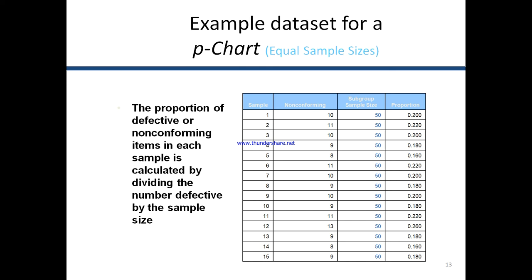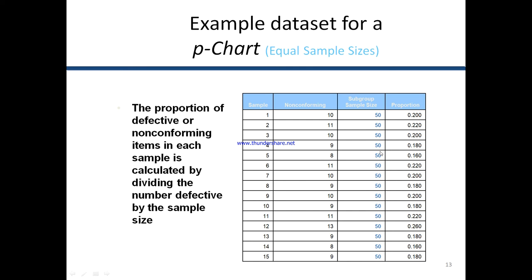In this data set, there are 25 data points, but I have shown you only the first 15 data points. If you look here, you have the information about the first 15 samples with their non-conforming items, that is the number of defectives, and the sample size. If you look at the sample size column, you can see it's equal, right? You have 50 there. So we have obtained equal sample sizes here.